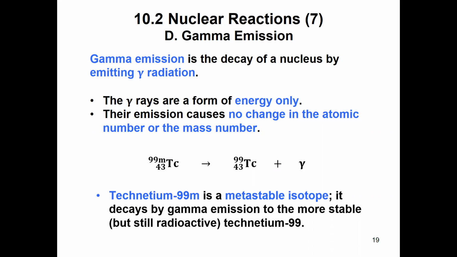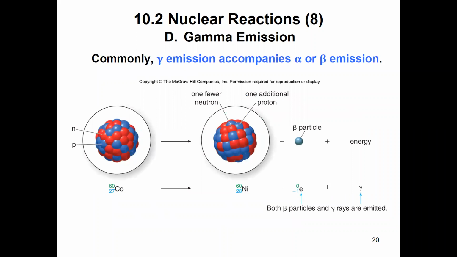This is used in medical imaging because it emits high energy gamma rays, but decays in a short period of time. So it's used to image the brain, thyroid, lungs, liver, skeleton, and many other organs. Gamma rays often accompany alpha or beta emissions. They are rarely on their own. More commonly, they accompany alpha or beta emissions.